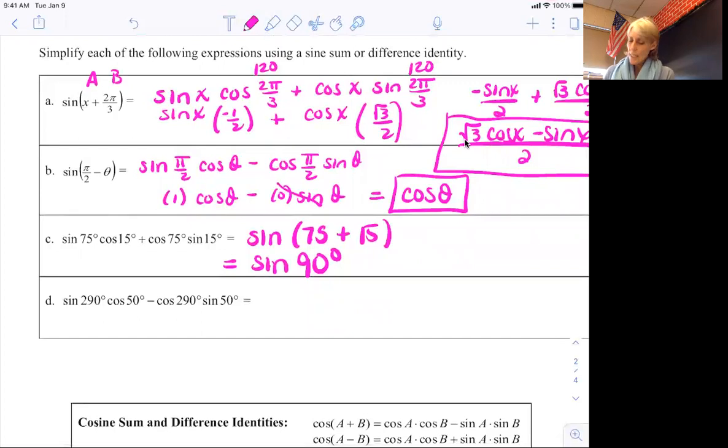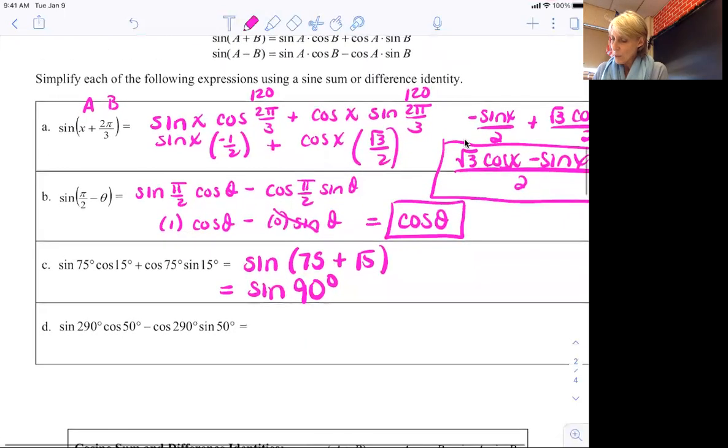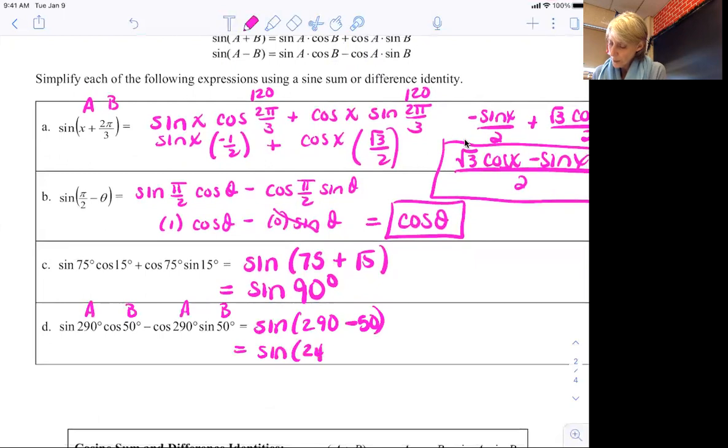Sine of 290 cos, this time I have a minus in between. There's angle A, there's angle B. So now this is sine of A minus B, which is the sine of 240. So like in your future courses, you may be doing this type of manipulation to rewrite an expression so you can move forward.